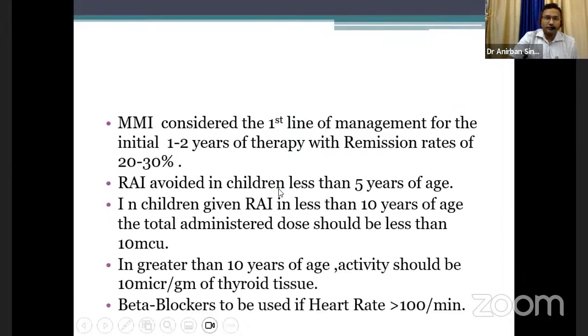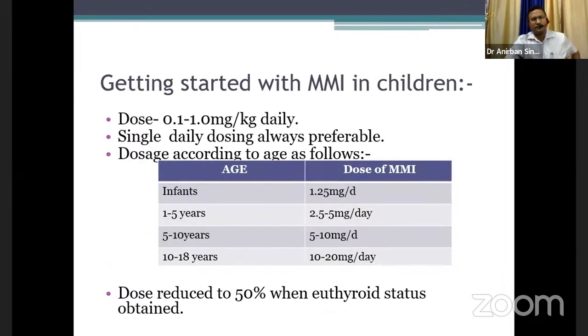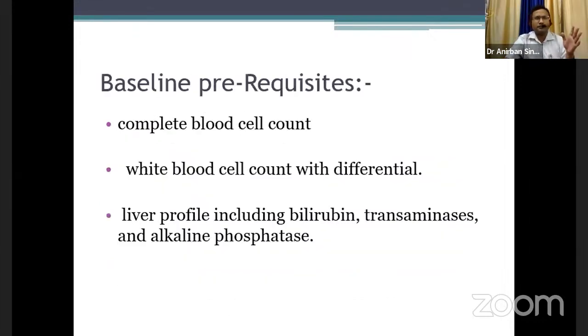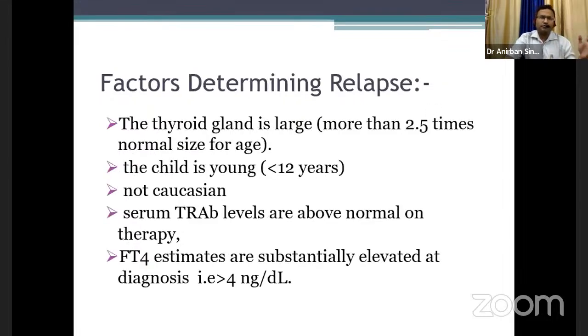I'm not going into details of the children, but methimazole may be the first-line management. Initially, over 1 to 2 years, remission rate is around 20 to 30%. It is much lesser otherwise. Radioiodine is avoided in children less than 5 years, and for children given radioiodine under 10 years of age, the total administered dose should be less than 10 millicurie, and a beta blocker should be used if the heart rate is high. These are the doses, titration, and again, the counts are important. Thyroid gland size is again important. Serum antibody levels and the free T4 level are very high.